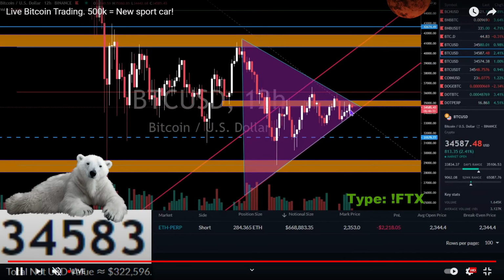So this triangle, the bottom of the triangle, basically is one of the gradients of the red lines, and then the top is basically just a wedge, whereby he thinks that if it breaks through, there might be some form of bullishness.